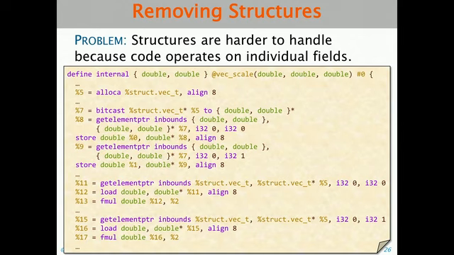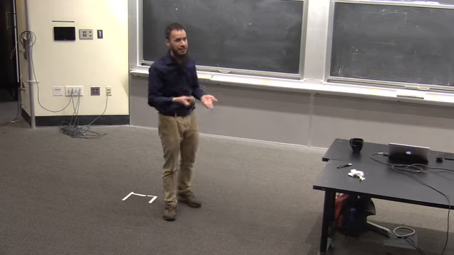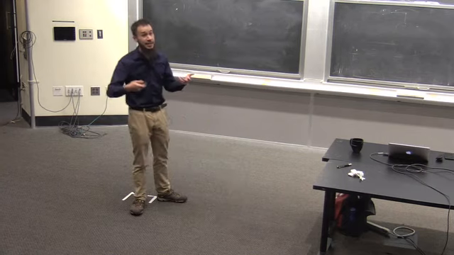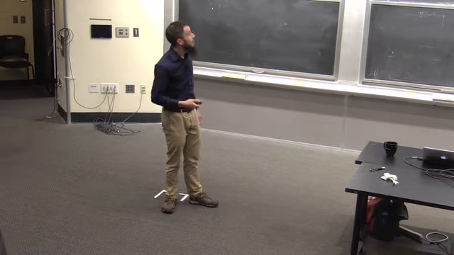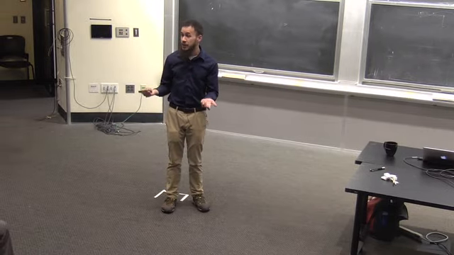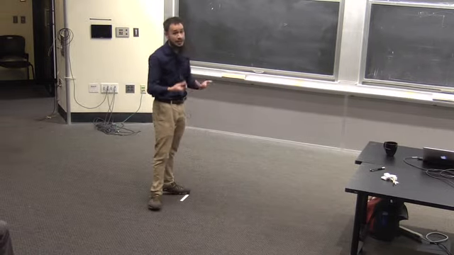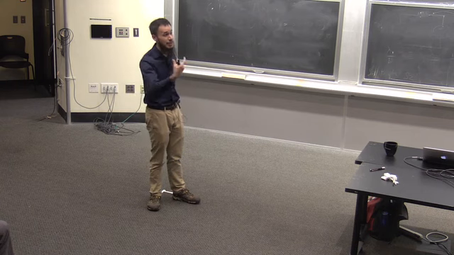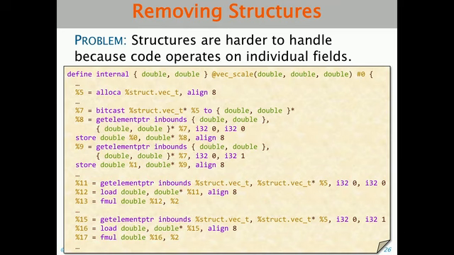Now the problem is that structures are harder to handle than individual scalar values, because in general, you can't store the whole structure in just a single register. It's more complicated to juggle all the data within a structure. But nevertheless, let's take a look at the code that operates on the structure that we pass in to the function.